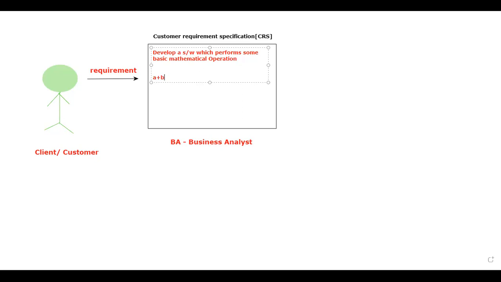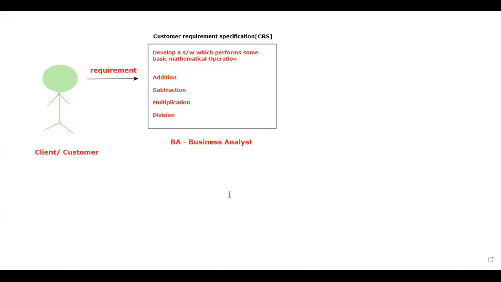That means addition. Instead of A plus B, I'll just say the customer wants to perform addition. The customer wants to perform subtraction. The customer wants to perform multiplication. Similarly, that particular software should perform division.